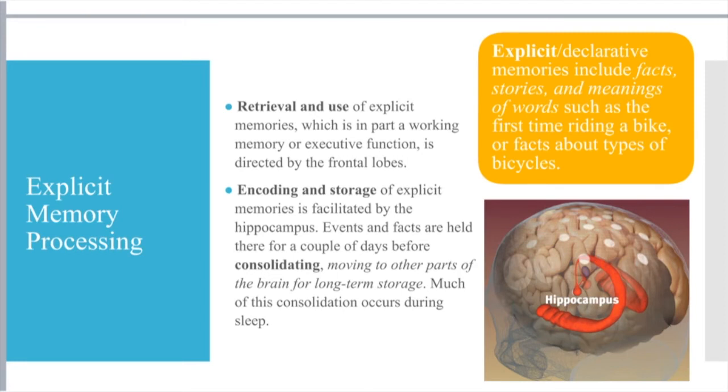Explicit processing: retrieval and use of explicit memories is generally directed in the frontal lobe. We know that explicit memories include facts, stories, and meanings. And we know that the encoding and storage of explicit memories is facilitated by the hippocampus. Events and facts are held there for a couple of days before consolidating and then moving to other parts of the brain for long-term storage, right? Much of this consolidation happens during sleep. That's why sleep is so important.